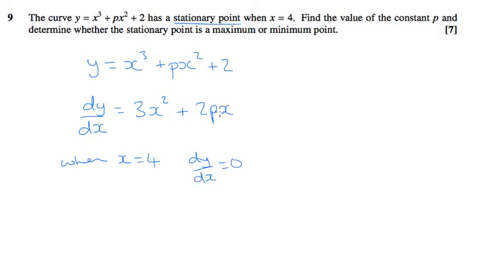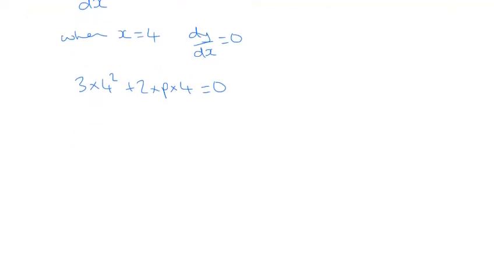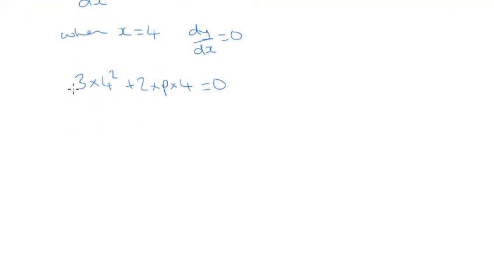So if we substitute 4 into this, we're going to get 3 times 4 squared plus 2 times p times 4, and we know we're going to get 0. So if we simplify this, that's 16 times 3, so that's 48, plus 8p equals 0. So 8p is negative 48, making p negative 6.